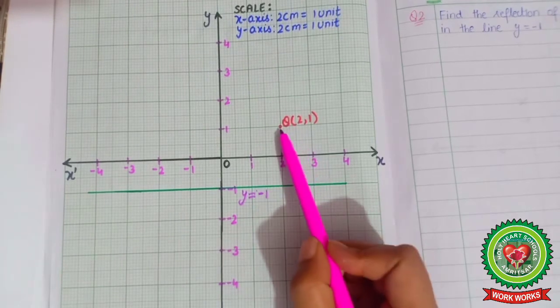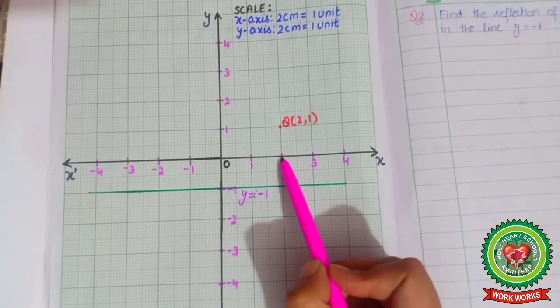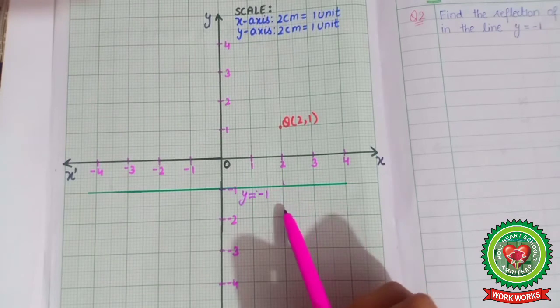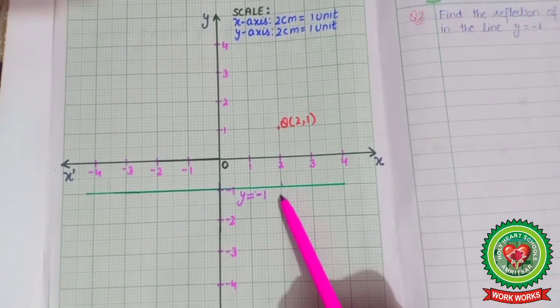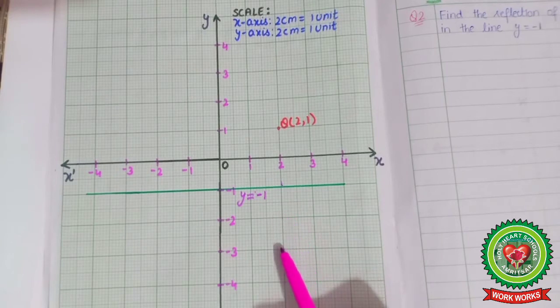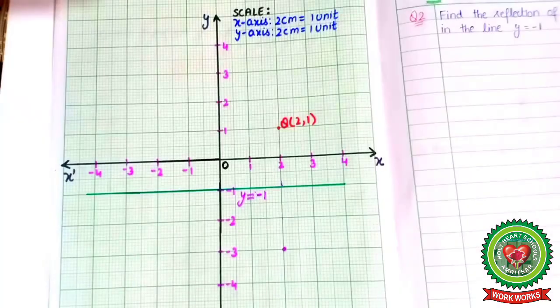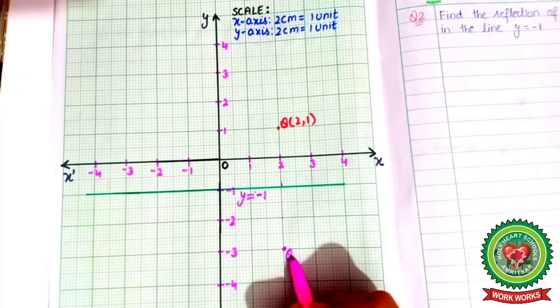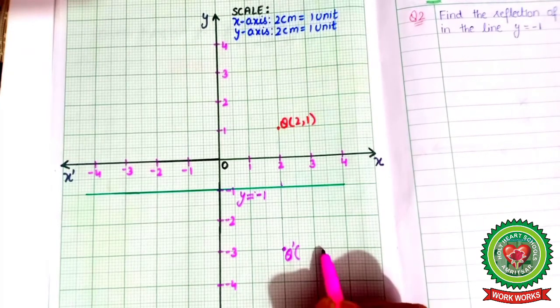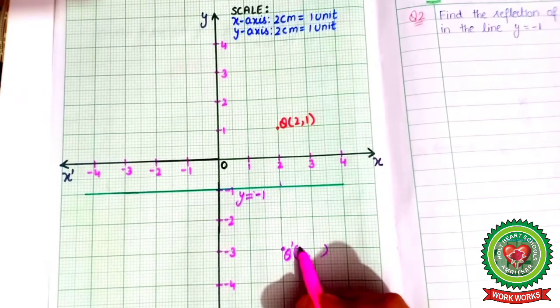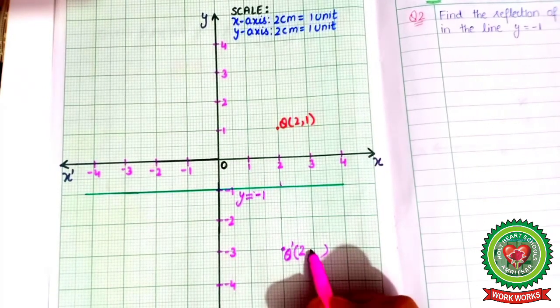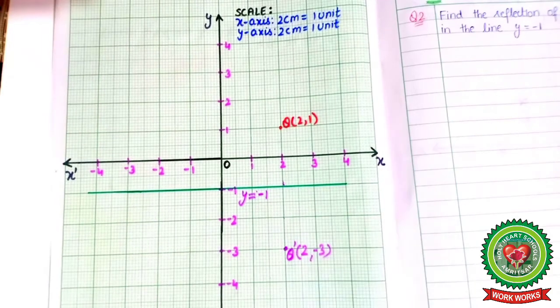Now from here, 2 centimeter plus 2 centimeter, a total of 4 centimeter distance is there. So from this line also we check 4 centimeter, and this is the image of Q. Suppose Q dash is the name. Now the coordinates are: on the x-axis 2 and on the y-axis -3.